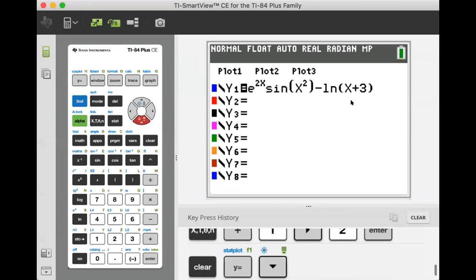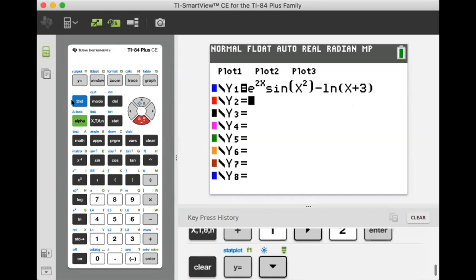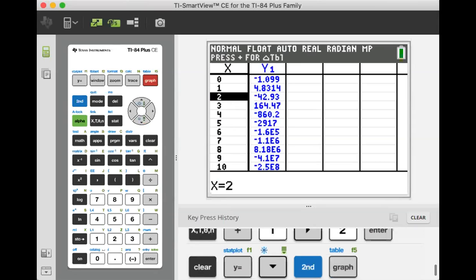And so part A says find the position of the car at t is equal to 2. So this equation that I have in my calculator here is the position function. And so I just need to evaluate it at 2. So once I get my equation into my calculator, I'm going to go to the table of values. So let's hit second graph there to get the table, go down to 2, and I get negative 42.93. Everybody with me?